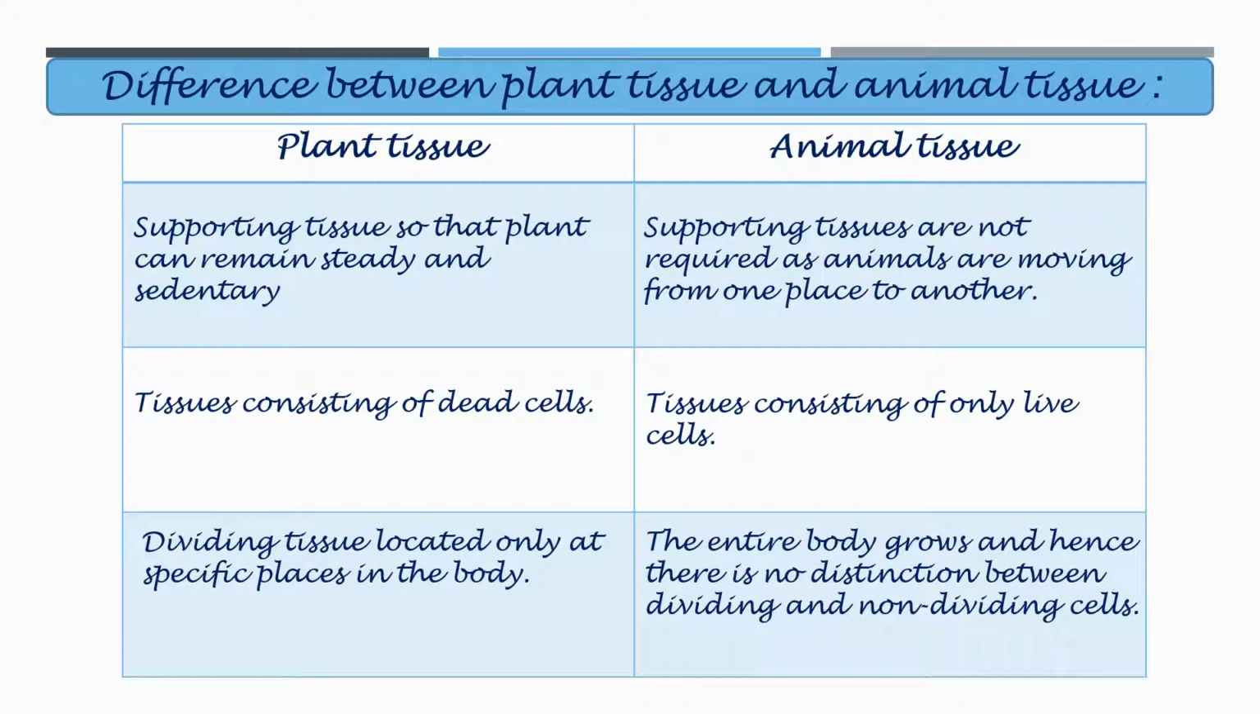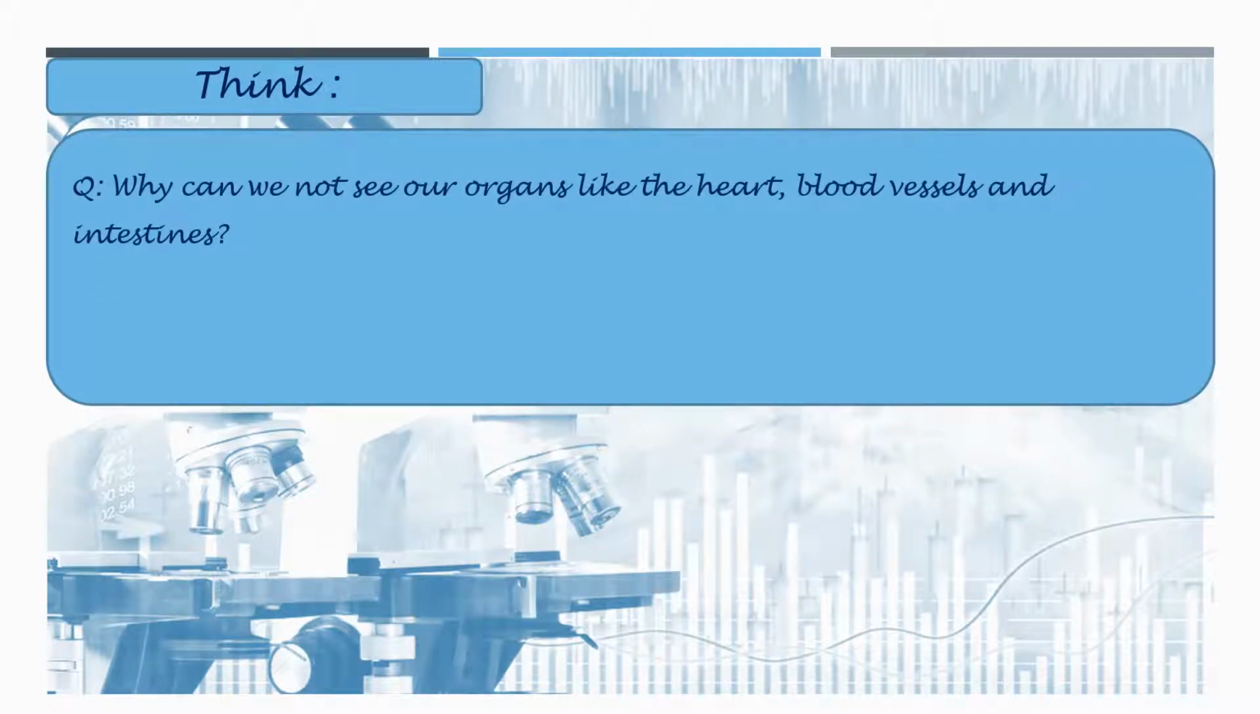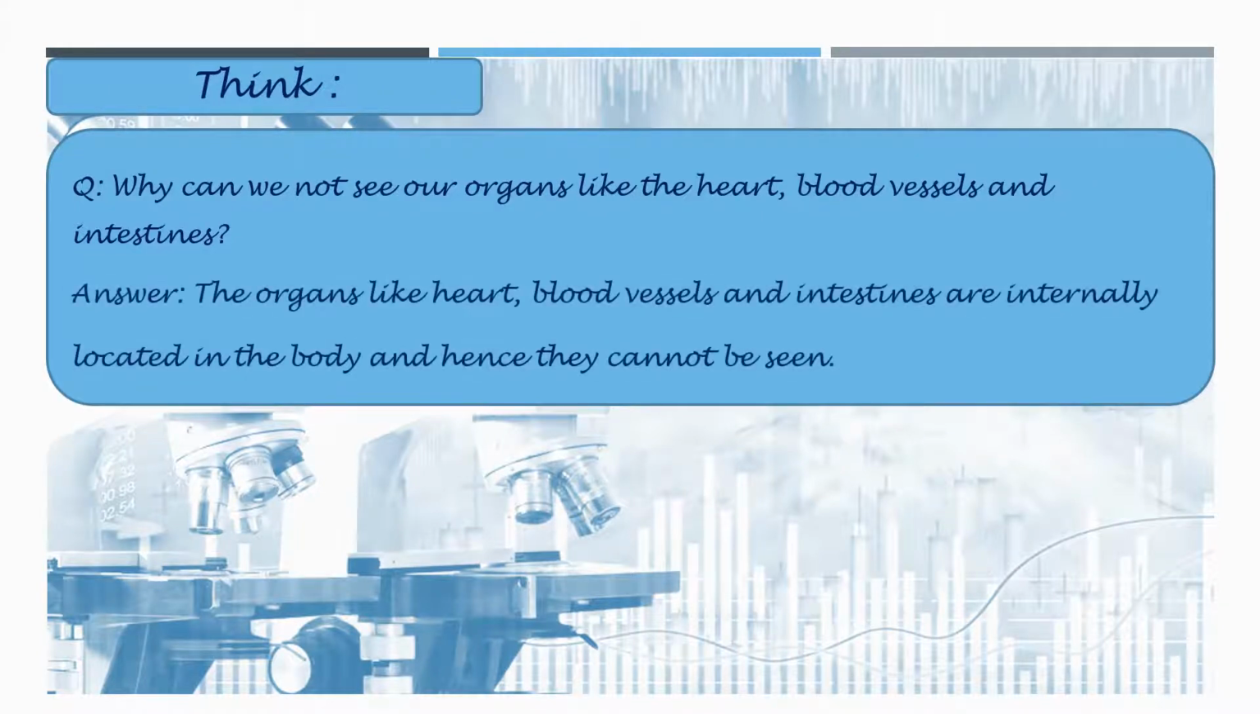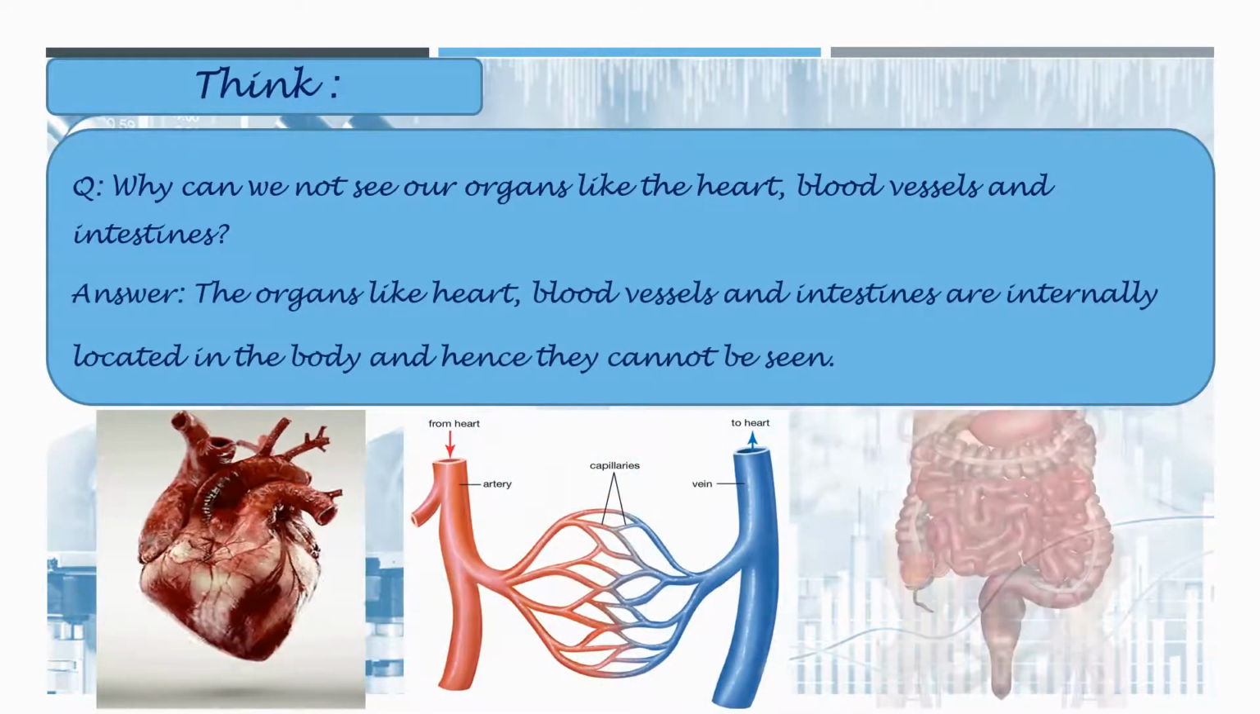Students, can you think why we cannot see our organs like the heart, blood vessels and intestines? Correct. The organs like heart, blood vessels and intestines are internally located in the body and hence they cannot be seen.